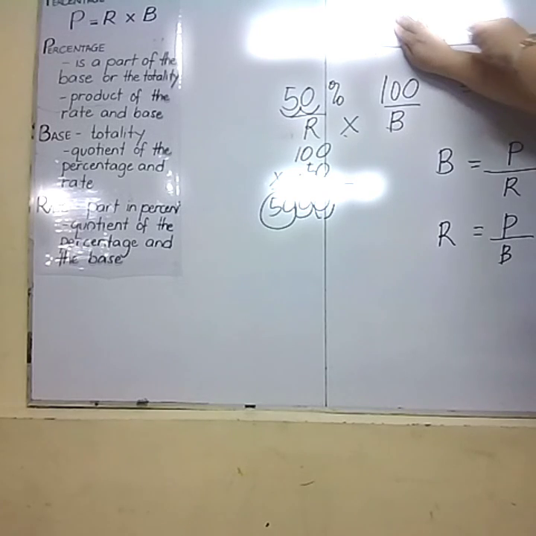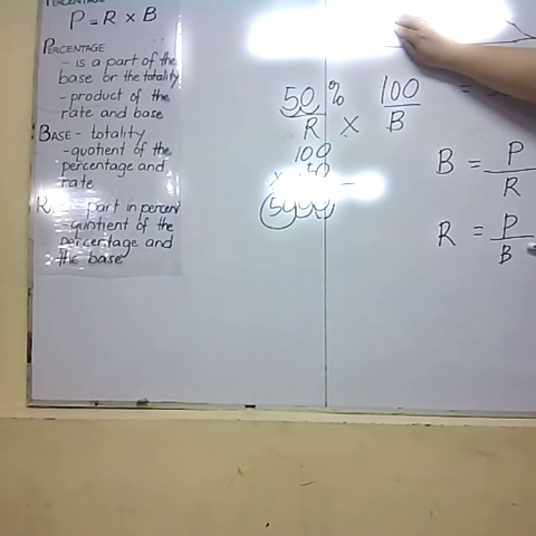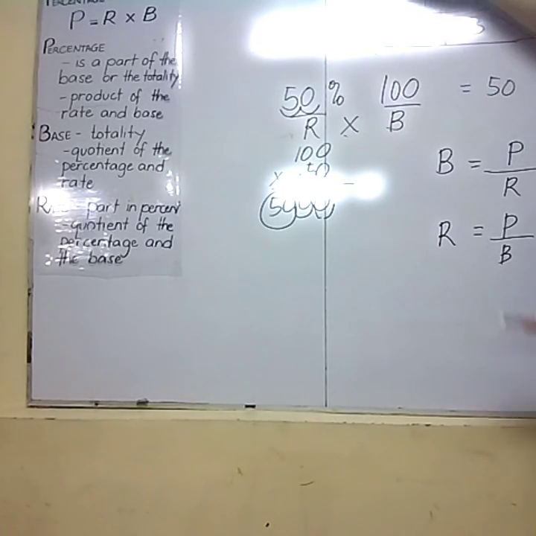So, kung ano yung natira sa triangle, nakikita nyo ba? Percentage over B. Di ba ito yung rate? Pag P nawawala, ano? Rate times base. Okay? Nakuha? Nakuha niyo ba? Yes.